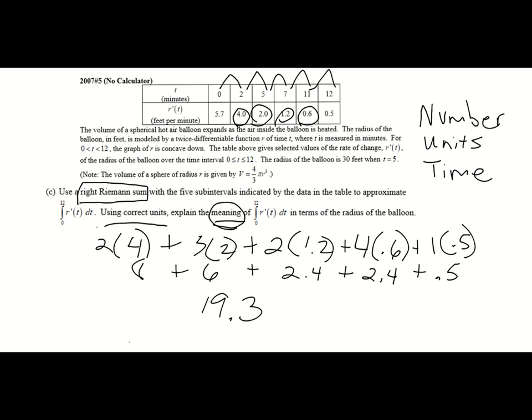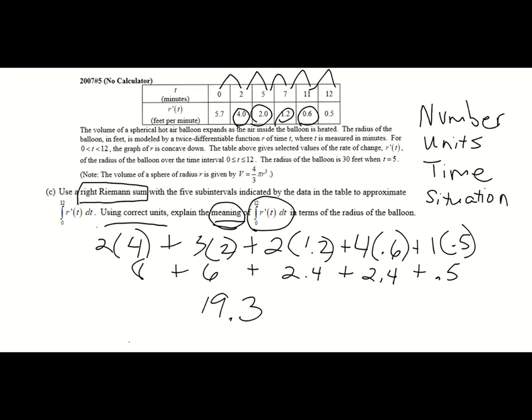So the times here are from 0 minutes to 12 minutes. We know that by the upper and lower limits of integration. That needs to be included in the explanation of the meaning. And finally, the situation. What is this problem about? It's not just numbers, it's about a hot air balloon. So it needs to be referenced to the situation, what's going on.